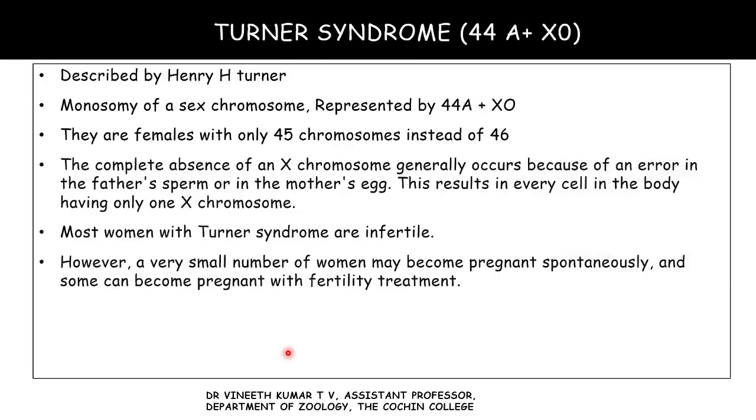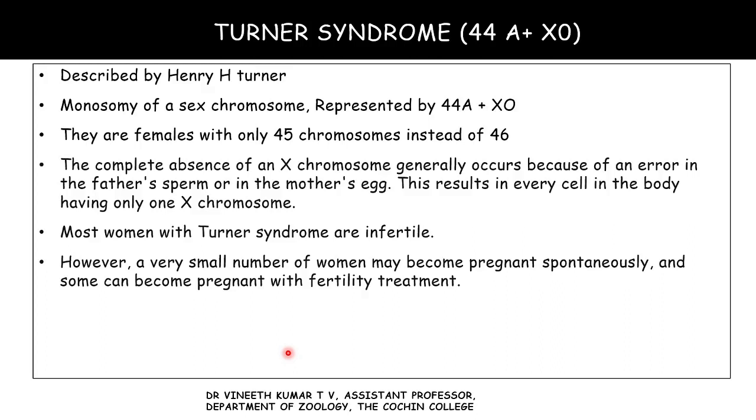So coming to the second one, which is Turner syndrome. Turner syndrome, as you can see, is a monosomy, which is a lack of a sex chromosome. It is represented by 44A X0. Zero denotes the absence of a sex chromosome. This was described by Henry Turner. It is a monosomy of the sex chromosome, represented by 44 autosomes plus X0, and they are females. Turners are females with only 45 chromosomes instead of 46.